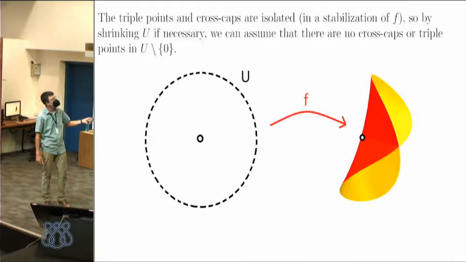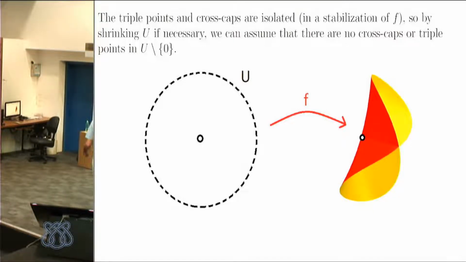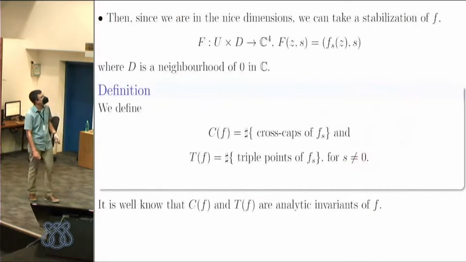Here's a typical example of a finitely determinate map germ. It's the cross-cap. And you can see here that outside the origin, the only singularities that appear in my surface are transversal double points. Okay, just a review.